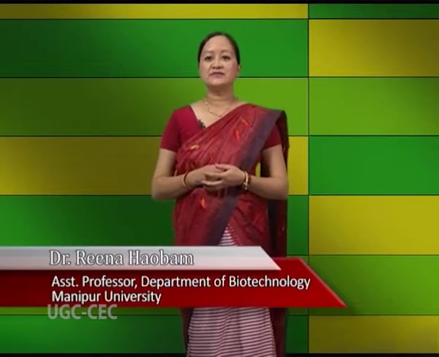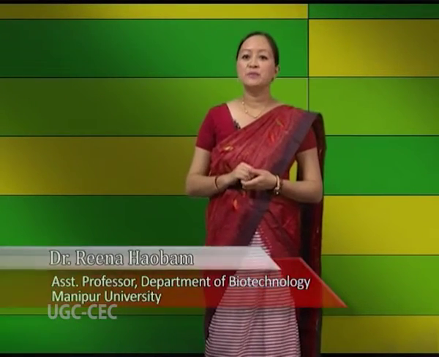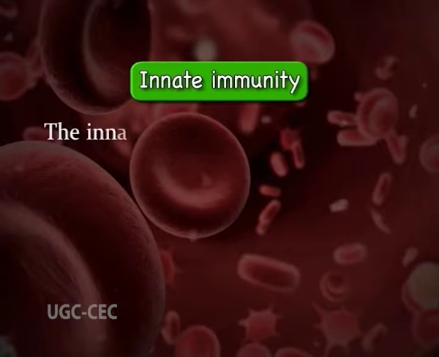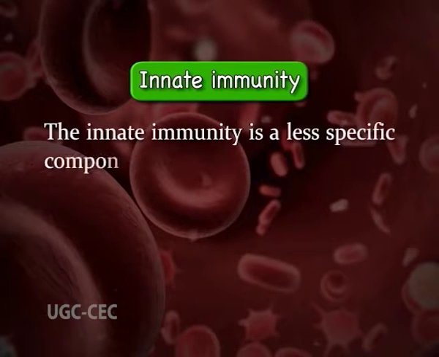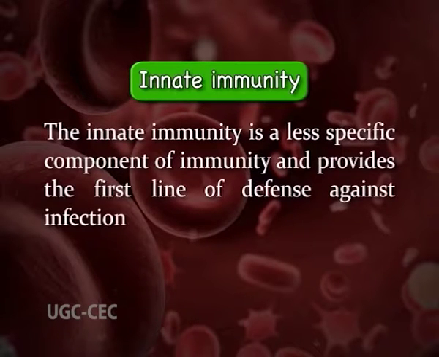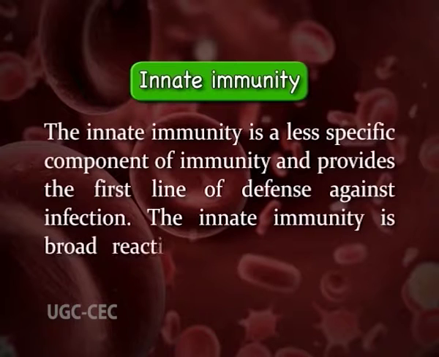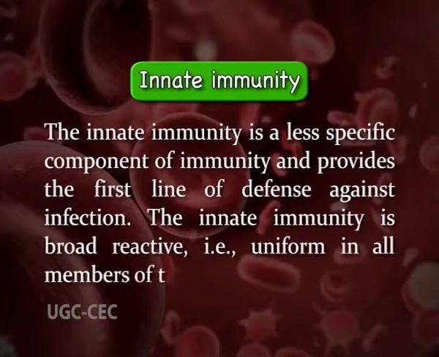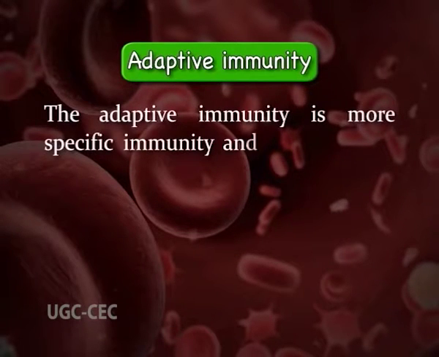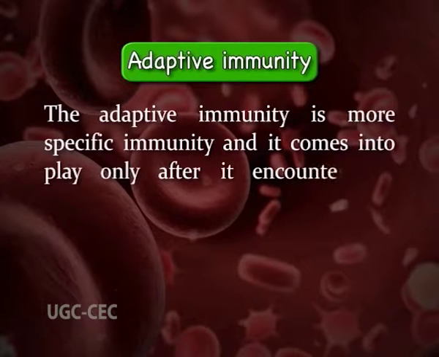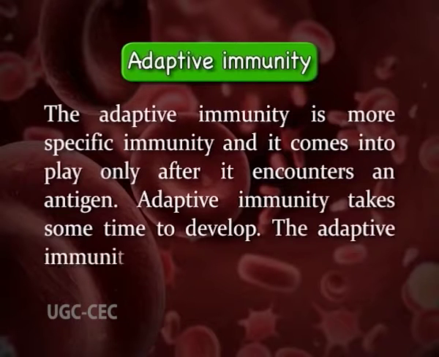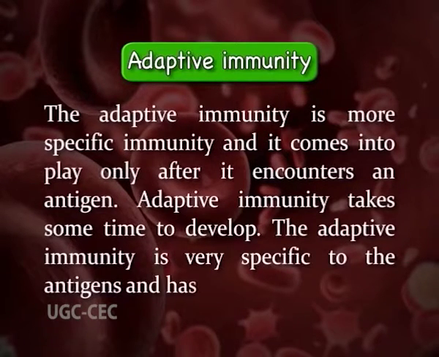Immunity, the state of protection from infectious disease, has two major components: innate immunity and adaptive immunity. The innate immunity is the less specific component and provides the first line of defense against infection. The innate immunity is broadly reactive, that is, uniform in all members of the same species. The adaptive immunity is more specific and comes into play only after it encounters an antigen. The adaptive immunity is more specific to the antigen and has remarkable memory.